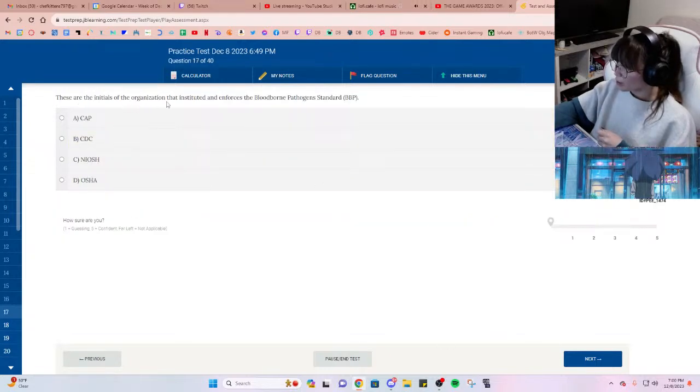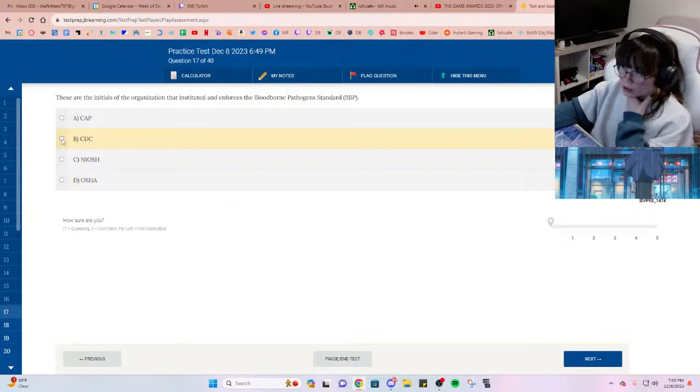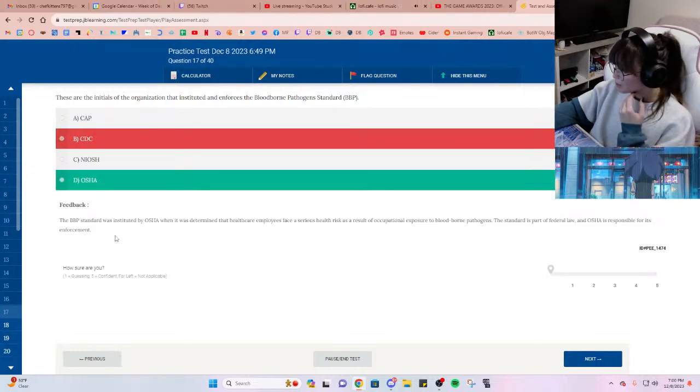These are the initials of the organization that instituted and enforces the bloodborne pathogen standard. Disease control? I think that's that one. Damn it! It's OSHA. The BBP standard was instituted by OSHA when it was determined that healthcare employees face a serious health risk as a result of occupational exposure to bloodborne pathogens. The standard is part of a federal law and OSHA is responsible for its enforcement.